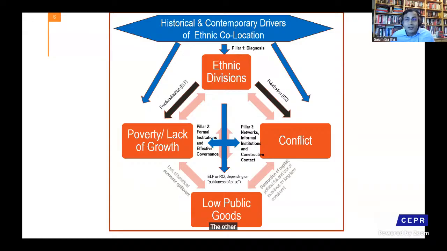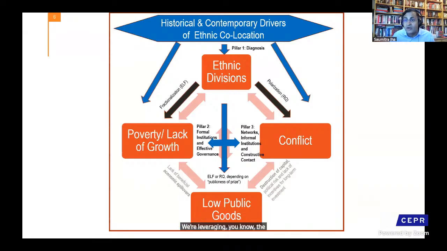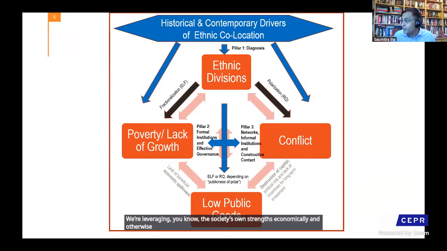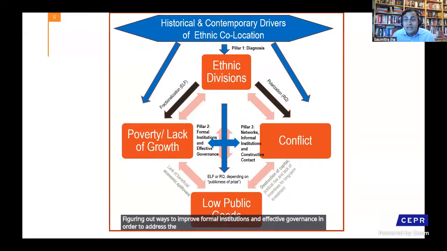Part of last time's class was to talk about the pillars of things that we thought were crucial for getting at this problem. And I talked about three in particular. Diagnosing why societies are ethnically divided is really important for understanding the potential for leveraging the society's own strengths economically and otherwise to address these problems. Then, figuring out ways to improve formal institutions and effective governance in order to address the weak institutions that can often emerge in these settings, as well as looking at the other side, the informal institutions and the role of positive contact.